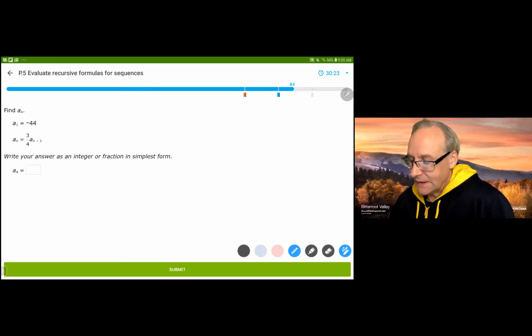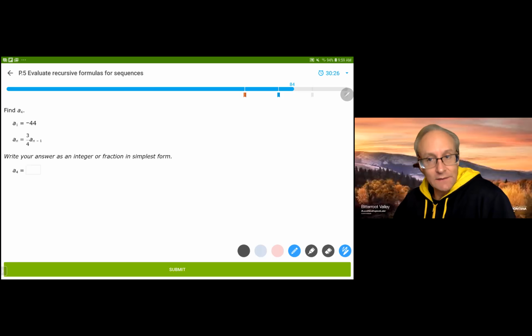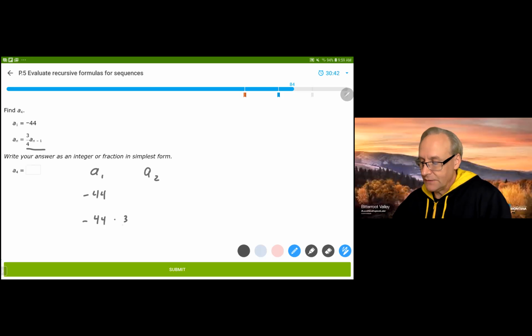All right, this time we're going to take 3/4. Looks like my AI is kicking in, and it's going to make sure I really do know what I'm doing. A1 is -44, and to get to A2, it says take the last one you did and multiply it by 3/4. So you're going to take -44 and multiply it by 3/4. And I hope you can try this yourself. You're just going to simplify the 4. 4 is going to go into -44, -11 times, and that's going to give us our -33, isn't it?